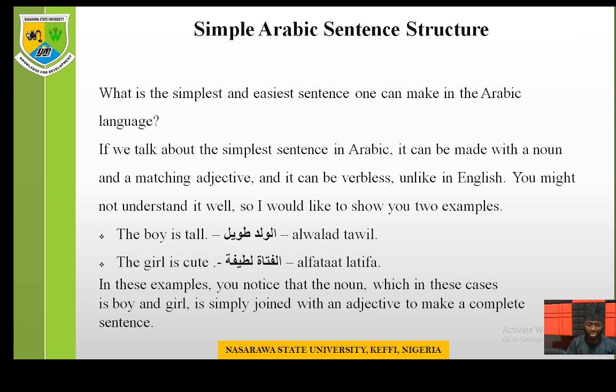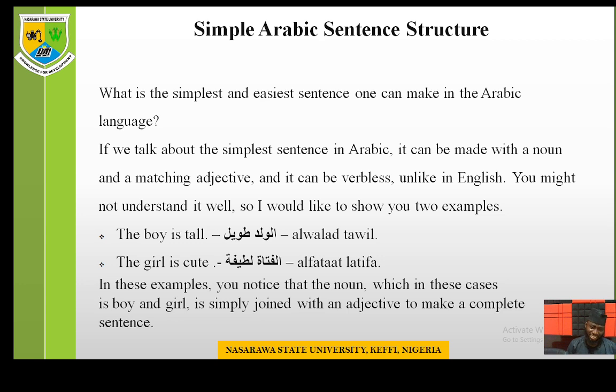In Arabic, we can construct a sentence with only noun and noun, which in the English language, you cannot construct a sentence without a verb. Just like this example, al-waladu tawilun. Al-walad tawil, which is the boy is tall.